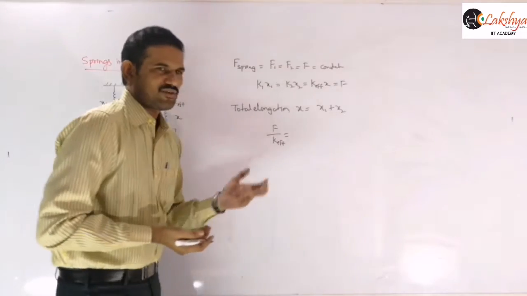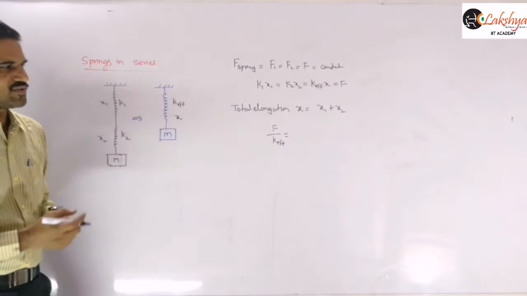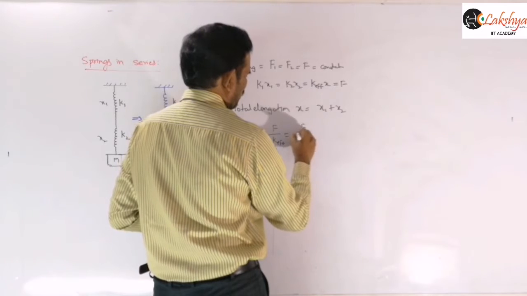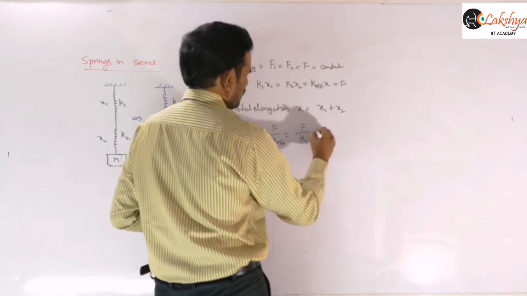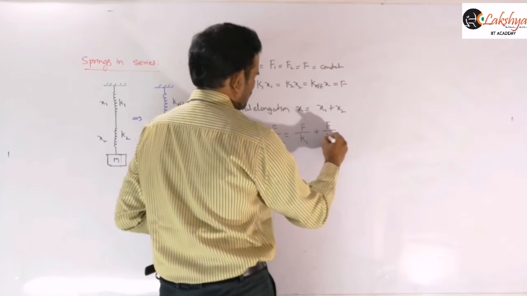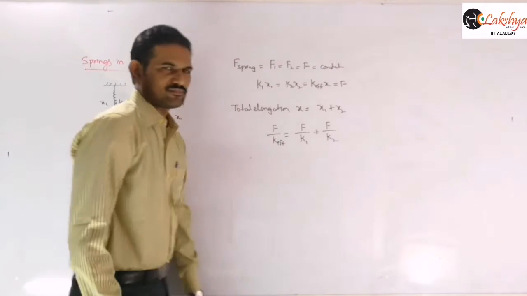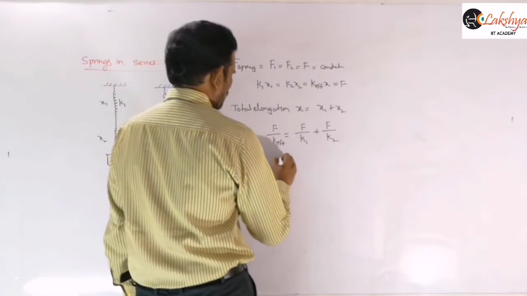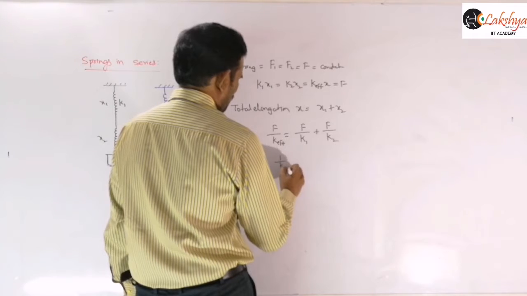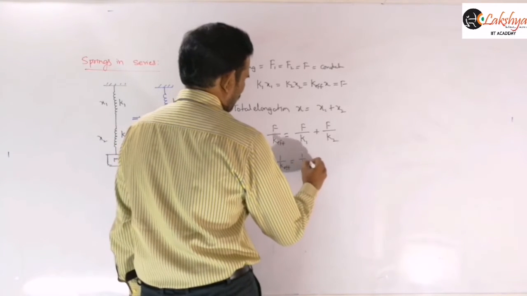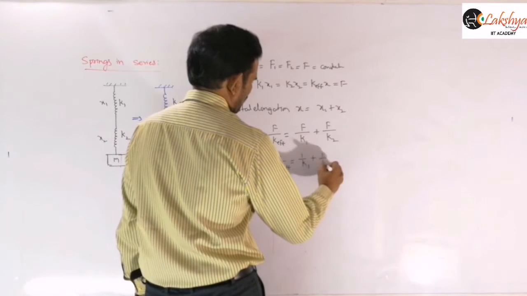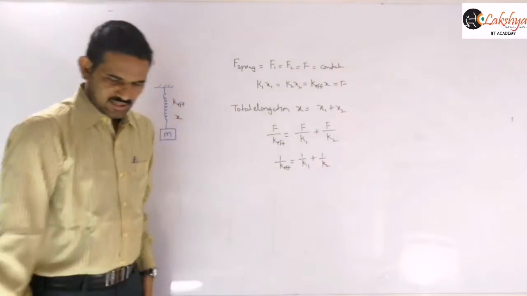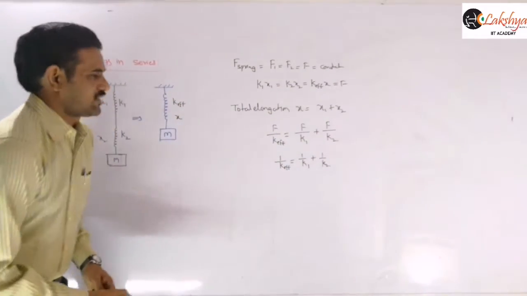Just we are replacing F is equal to kx, then the x values we are replacing here. Then the x1 value we can write as F by k1, plus this value we can write as F by k2. And so that F value will be cancelled, then you can write 1 by k effective is equal to 1 by k plus 1 by k1 plus 1 by k2.